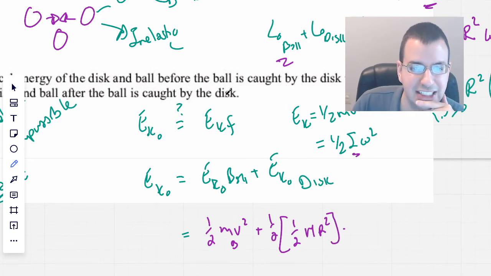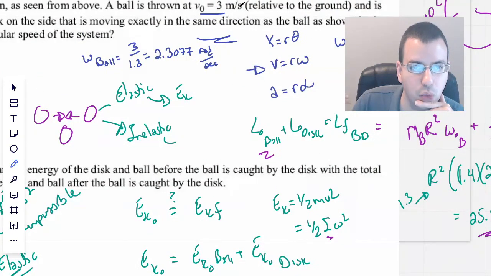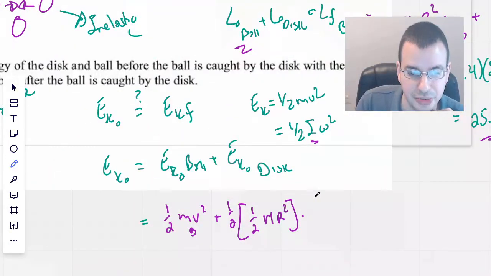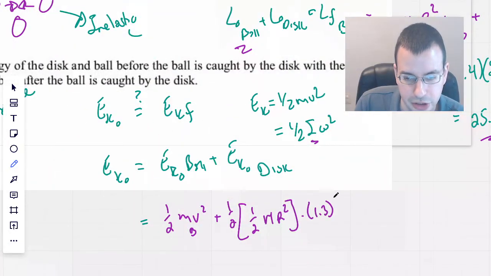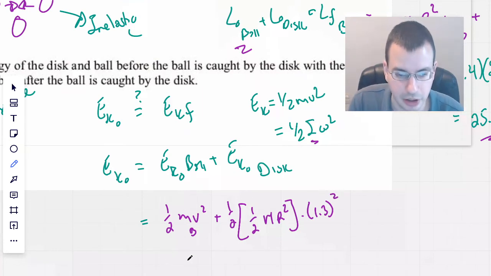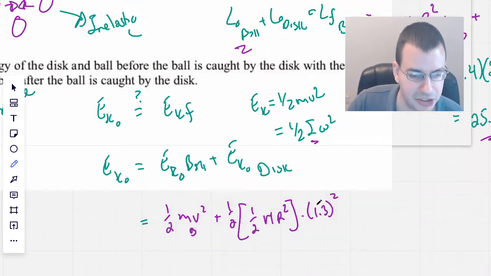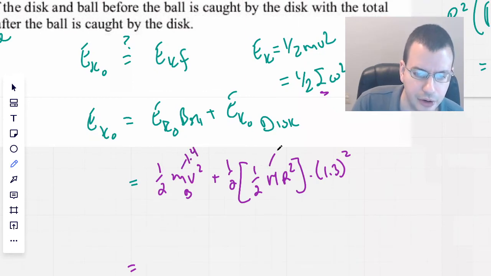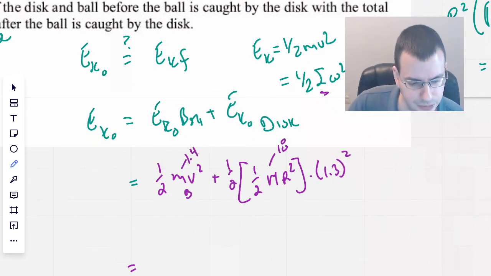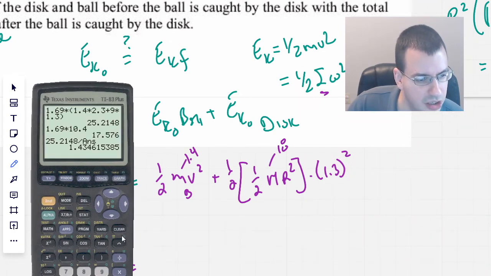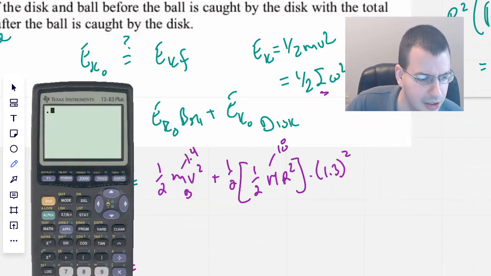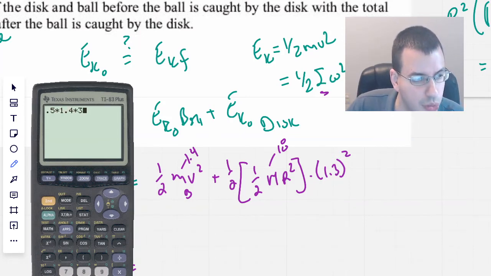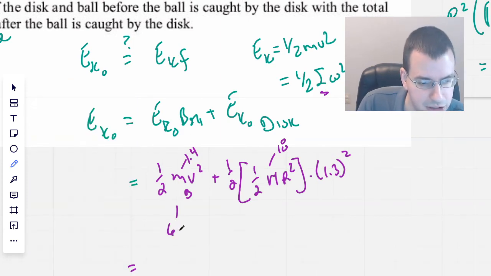times its rotational speed, which is 1.3 radians per second. And this will be squared. 1.3 squared. Nope, that's supposed to be squared. And we can calculate this out. Let's see, this is going to be 1.4. That I think was 18. So 0.5 times 1.4, and then it was 3 meters per second. So we have 6.3.